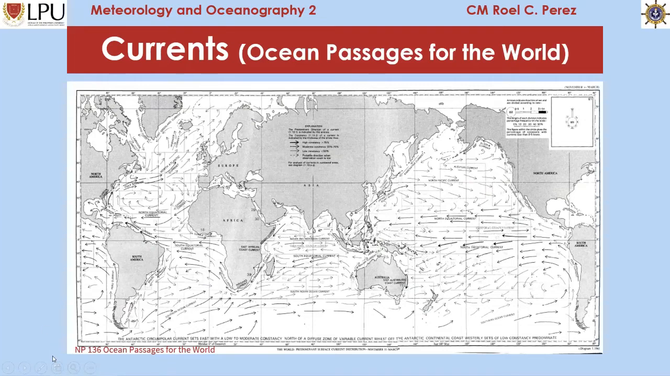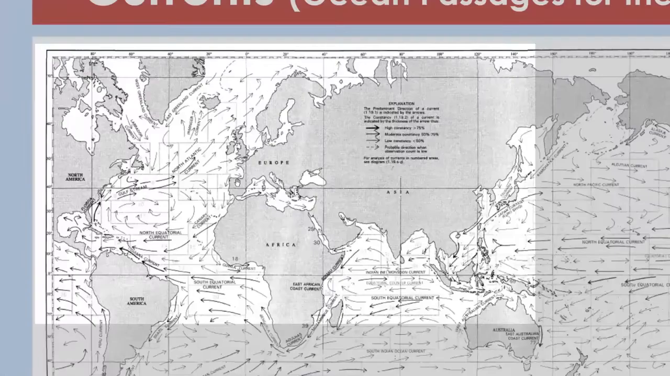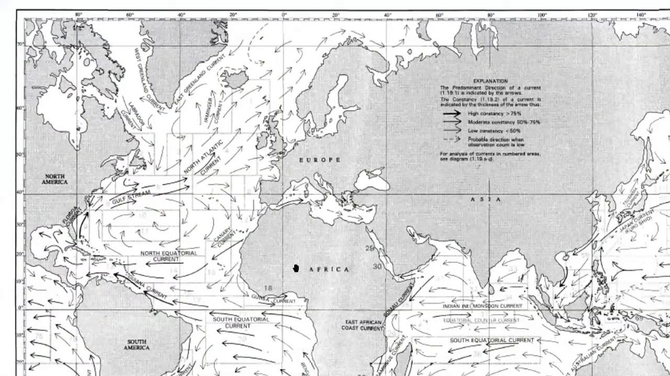Okay, so this is from the Ocean Passages for the World. So you can see here in the Atlantic, the Gulf Stream, first the Florida current, and then it continues as Gulf Stream, and then it is connected to the North Atlantic current, and then it will go to the coast of Ireland and also in Norway.